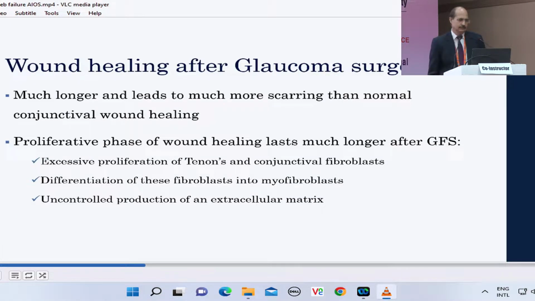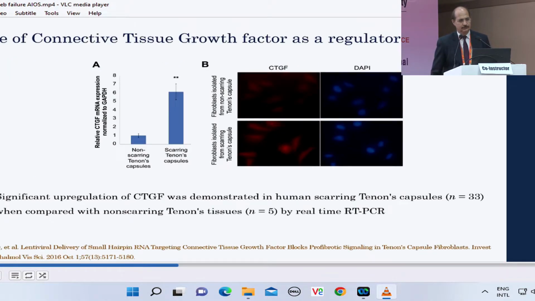Let's see how the wound healing is after glaucoma surgery. It is much longer and leads to much more scarring than normal conjunctival wound healing. The proliferative phase of wound healing lasts much longer after GFS, and it happens because of excessive proliferation of tenon and conjunctival fibroblasts, their differentiation into myofibroblasts, and the uncontrolled production of the extracellular matrix. This is a nice study to show the role of connective tissue growth factor as a regulator of scarring.